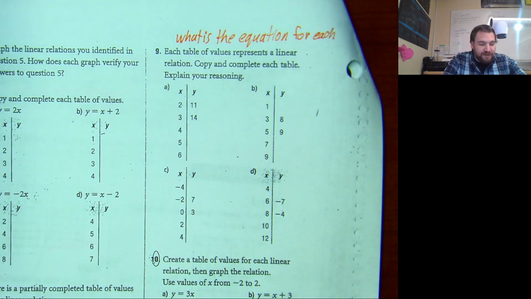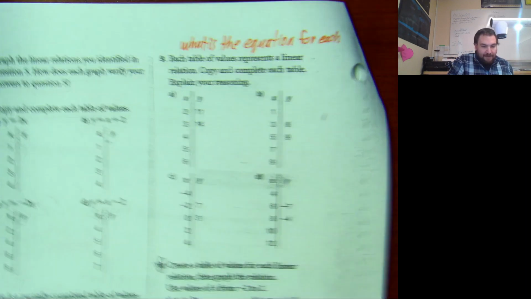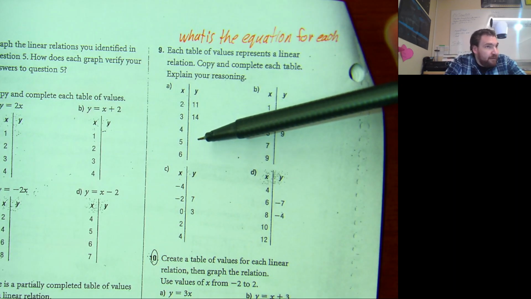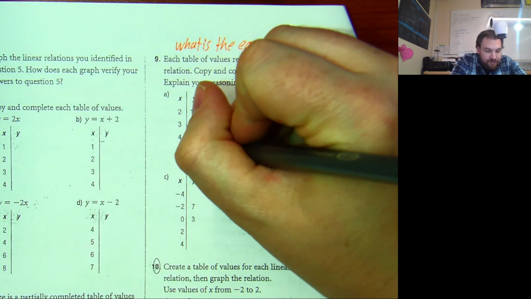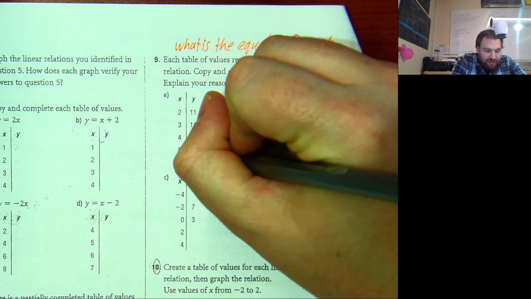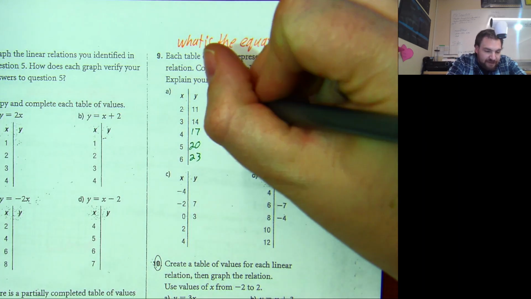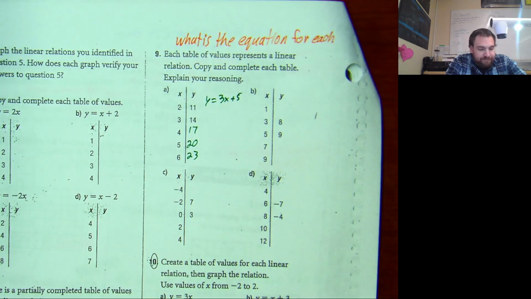Number 9, I wanted you to finish the table of values and give me the equation for each. So this one I do actually want to talk our way through all of. What are the missing values here for 9a? 17, 20, and 23. Okay, so what is the equation for this relation? 3x plus 5.